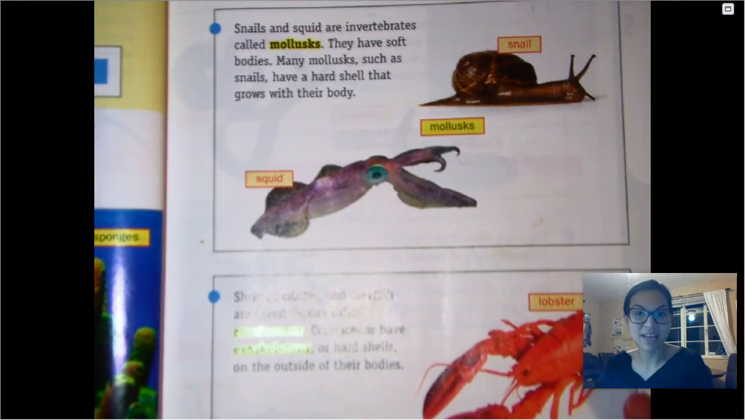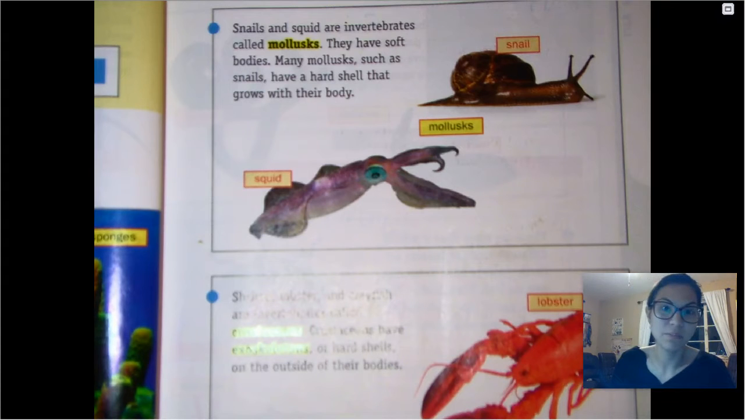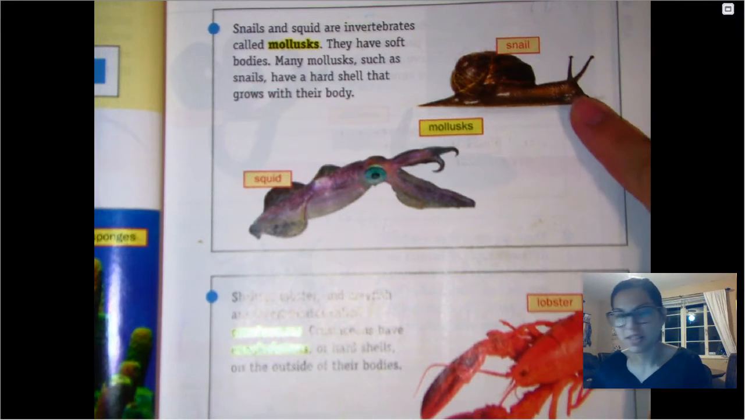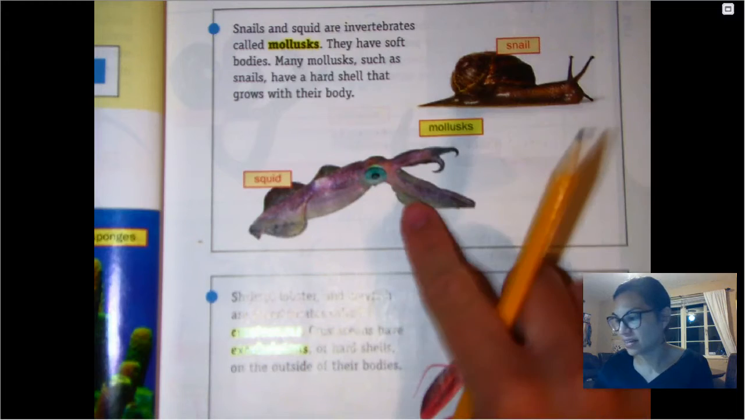Next, snails and squid are invertebrates called mollusks. They have soft bodies. Many mollusks, such as snails, have a hard shell that grows with their body. So in this image, we have an image of a snail here and a squid.